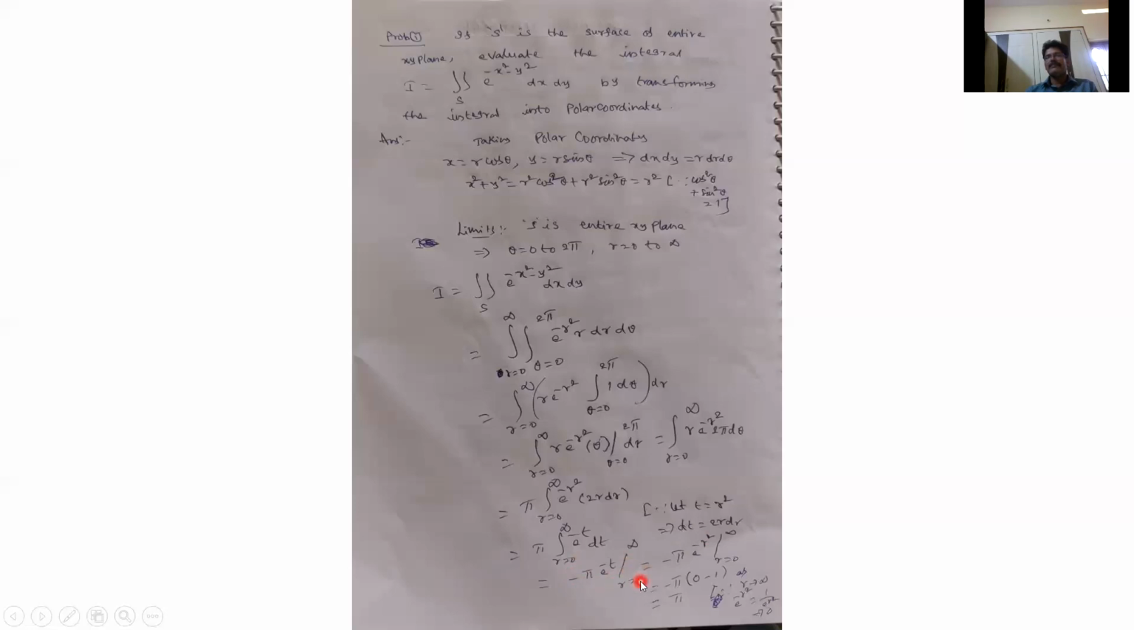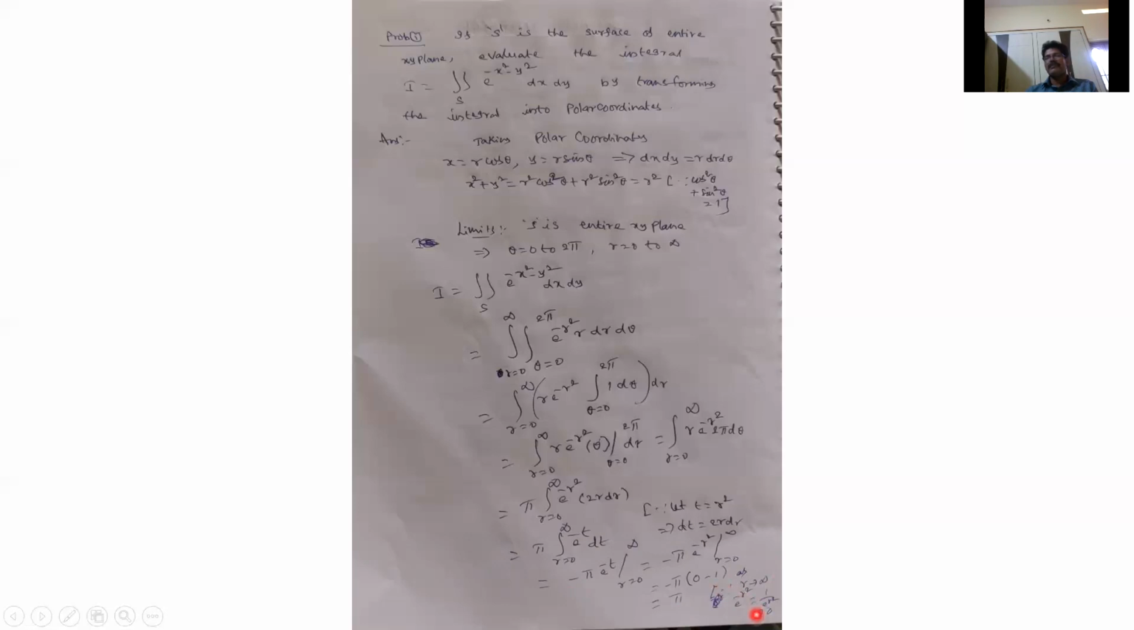So the upper limit is infinity. We observe that when r tends to infinity, e power minus r square is 1 by e power r square. Here r tends to infinity implies e power r square tends to infinity, so 1 by e power r square tends to 0. Finally, as r tends to infinity, e power minus r square tends to 0, because it is 1 by infinity, that is 0.